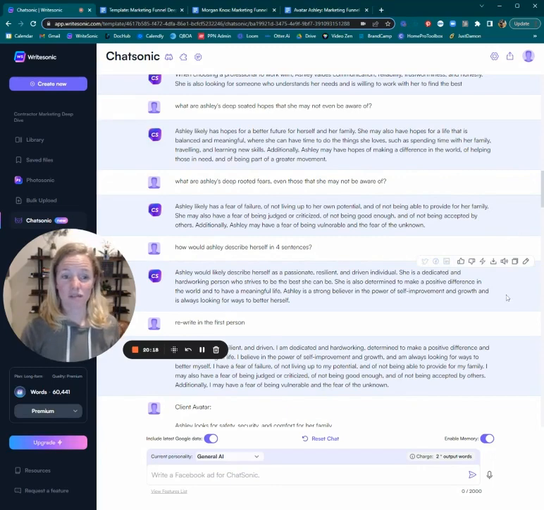Similarly, what are Ashley's deep-rooted fears, even those she may not be aware of? She has a fear of failure, of not living up to her own potential, of not being able to provide for her family. She might have a fear of being judged or criticized, or not being good enough, or not being accepted by others. She has a fear of being vulnerable and a fear of the unknown. So, those are all notes that you can take. Those are elements that people are going to shy away from. So, those might be fears that you need to address whenever you are marketing to someone.